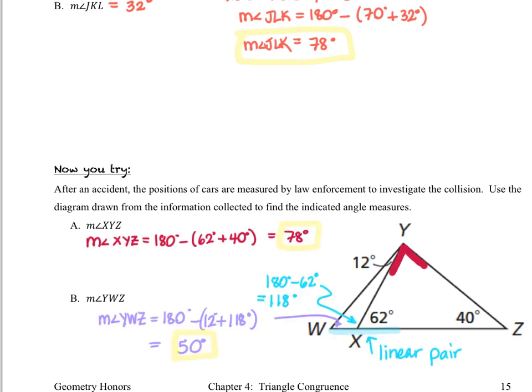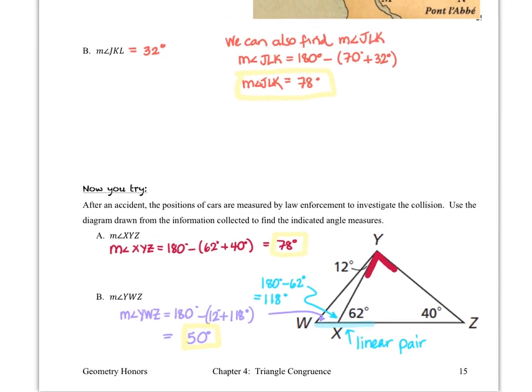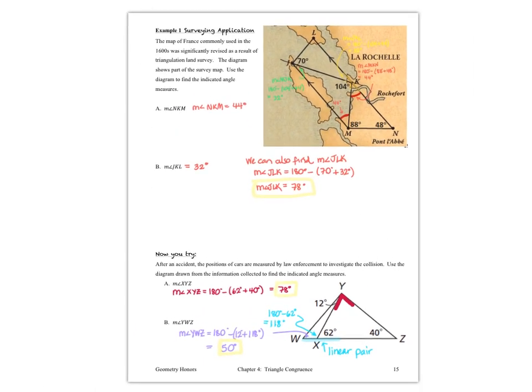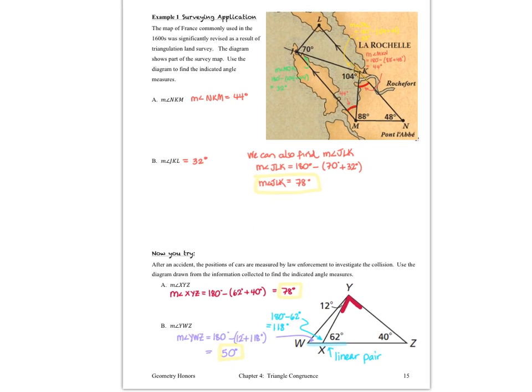If you followed the model that we did with the French map, you probably were very successful on this question, making sure to remember the relationship between linear pairs, that the two angles are supplementary, and also the triangle sum theorem, where the interior angles add to 180 degrees on every triangle.